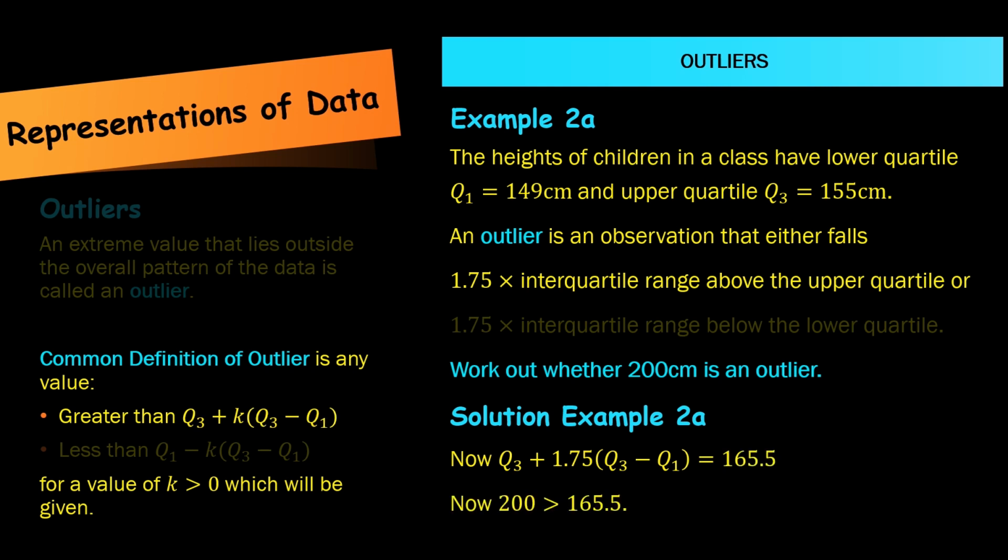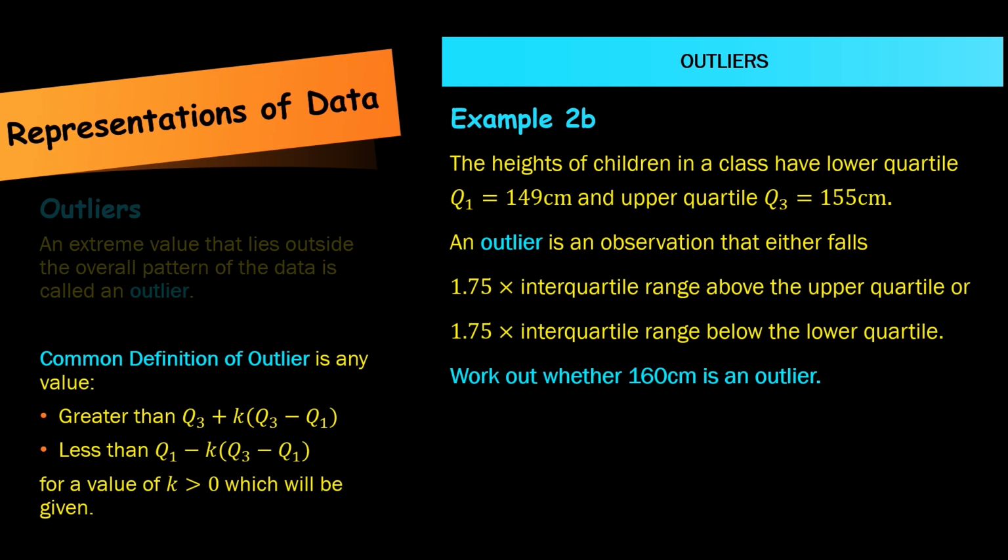Now 200 is greater than 165.5. Therefore, 200 centimeters is an outlier. And now for part B. We are required to work out whether 160 centimeters is an outlier. Let's solve this.